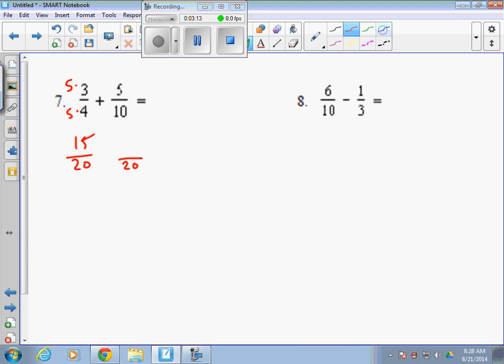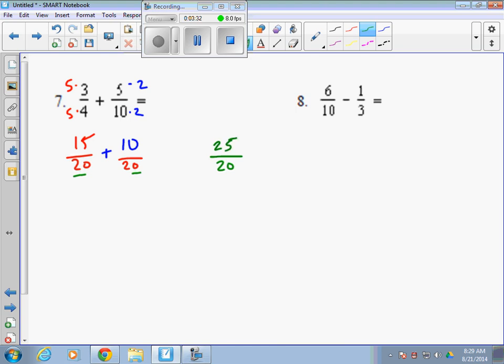Do the same thing with the other fraction. You have to multiply 10 by the number 2 to get to 20. So multiply the top number by the number 2. 5 times 2 is 10. So what you have now is the same bottom number or denominator, 20. So let's leave it as 20 and add 15 and 10 up, and you get the number 25.